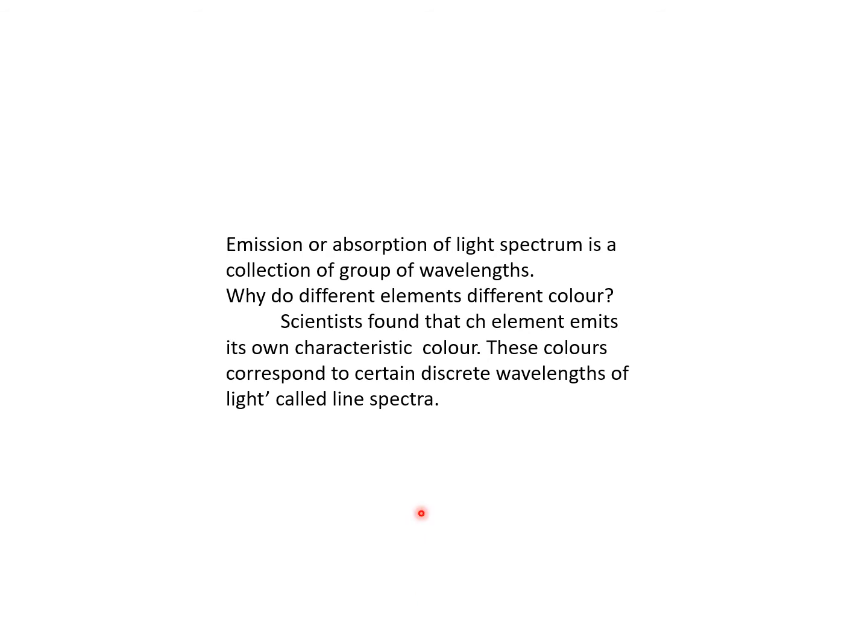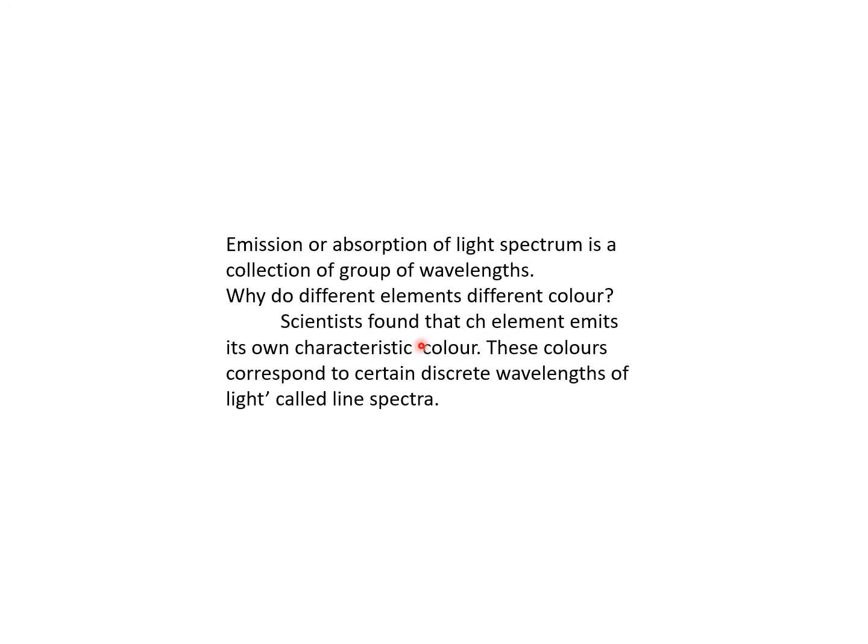Emission or absorption of light spectrum is a collection of a group of wavelengths. So here, Planck's theory has brought us to the conclusion that the emission or absorption of light spectrum is a collection of a group of wavelengths. Now this led to the question: why do different elements differ in color?